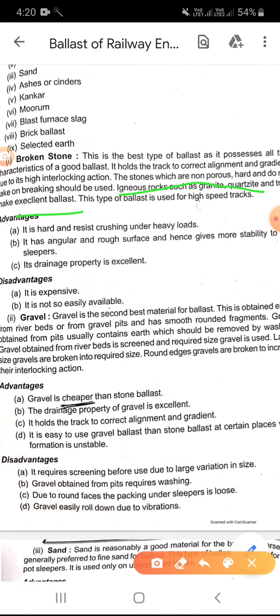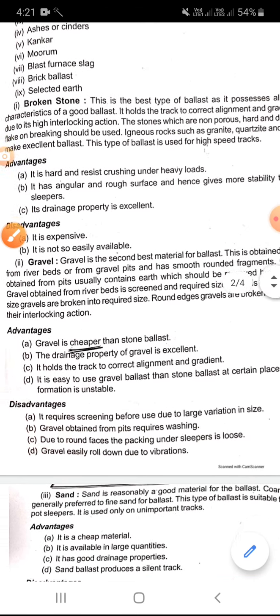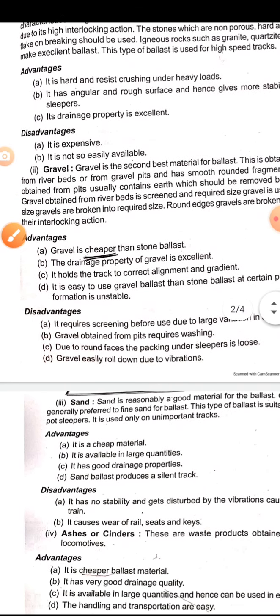Igneous rocks such as granite, quartzite and trap make excellent ballast. Igneous means volcanic rock. These are examples from which good broken stone ballast is made. What are the advantages? Advantage and disadvantage. Advantage: it is hard and resists crushing under heavy loads.